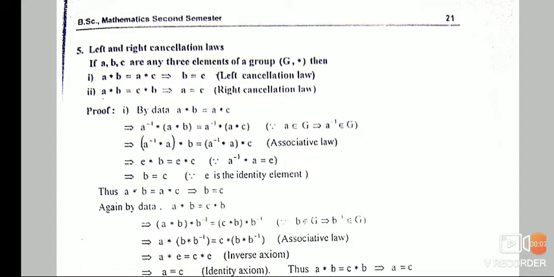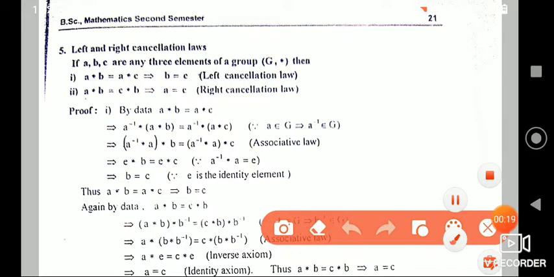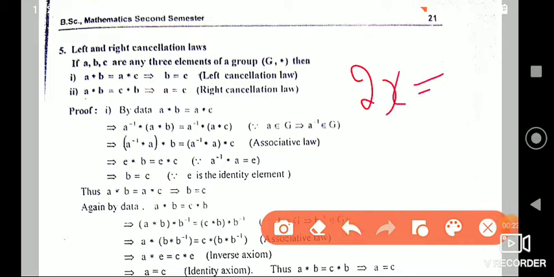Okay. Next identity or property of group theory, left and right cancellation law. See, in the usual way, we'll cancel. For example, in real analysis, if we have 2x and y into 2, we cancel this 2 and write x is equal to y, right?